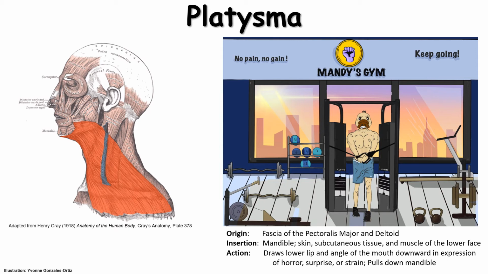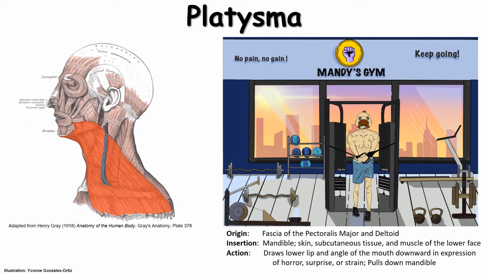So first of all, here we have a platypus. So the terms platysma and platypus are actually derived from the same Greek prefix, platy, which means flat or broad. So again, if you can remember Platy the platypus, hopefully that will help you remember the name of the muscle, the platysma. The other thing is he has very large pecs and deltoid muscles, and this should help you recall the origin of the platysma, which is the fascia of the pectoralis major and the deltoid.